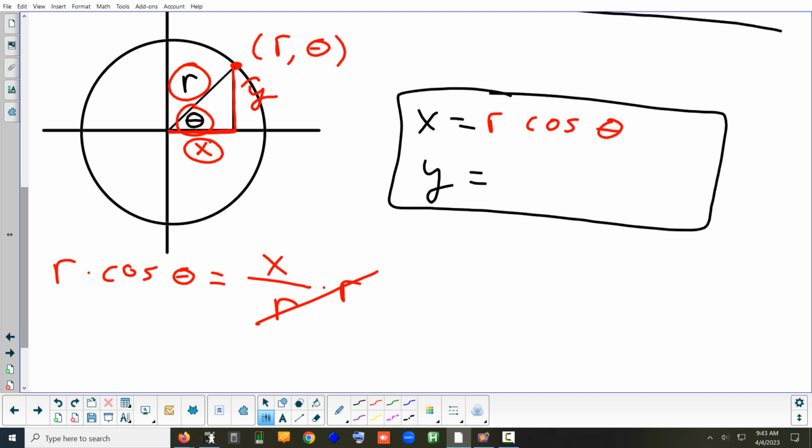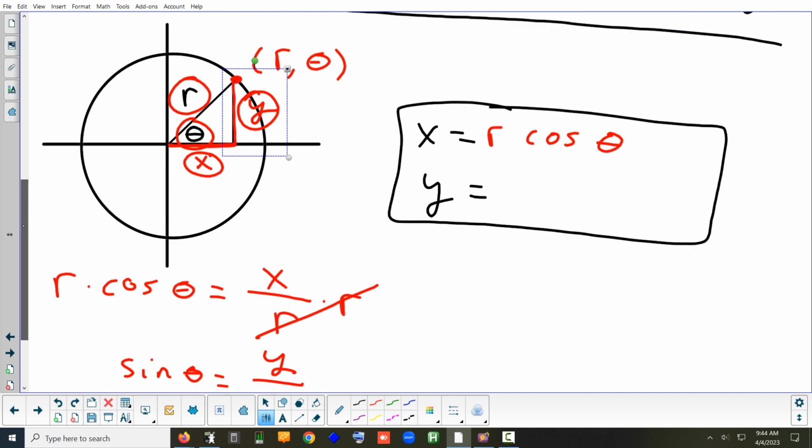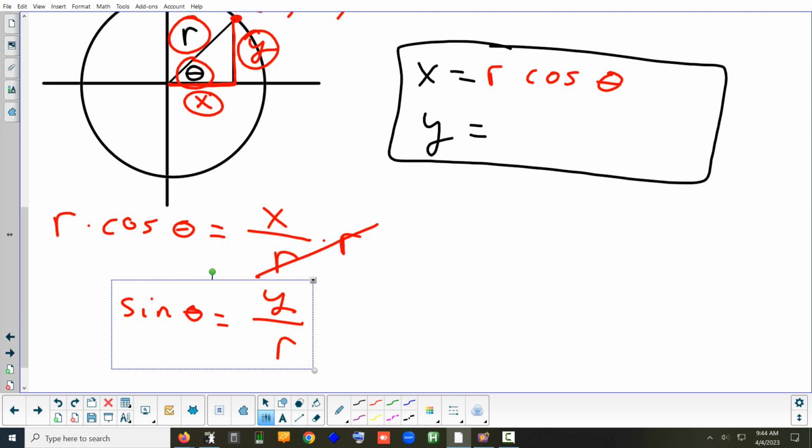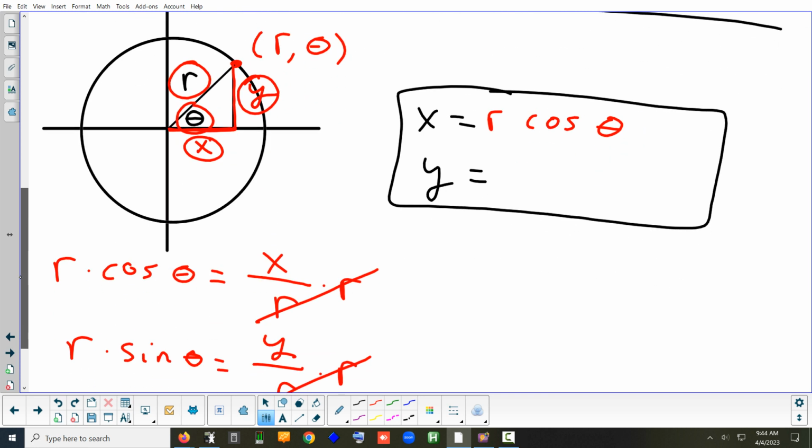And now, what trig function would we use to find y? So we have to involve the two things that we would know and the opposite side. Yeah, it would be sine. So sine is opposite over hypotenuse. And you're going to know the angle and you're going to know the r. How do you get y by itself there? Multiply each side by r. Perfect. And there is a formula to calculate y. It's r sine theta.